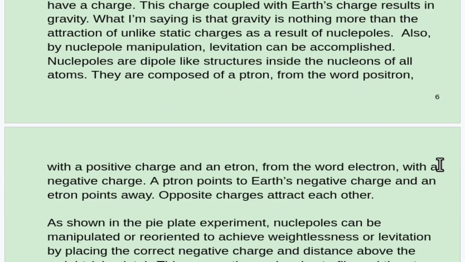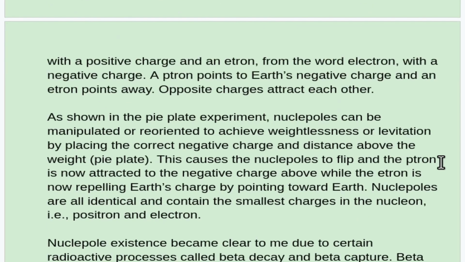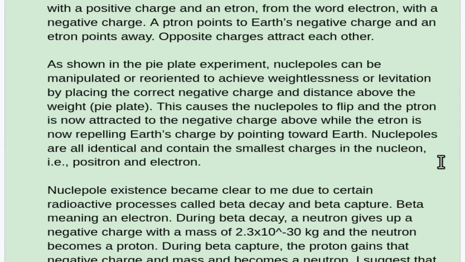Nucleopoles are dipole-like structures inside nucleons of all atoms. They are composed of a p-tron, from the word positron, with a positive charge, and an e-tron, from the word electron, with a negative charge. A p-tron points to Earth's negative charge, and an e-tron points away. Opposite charges attract each other.